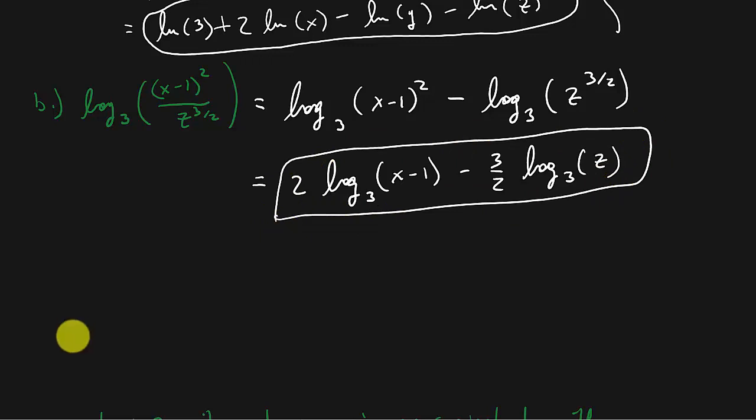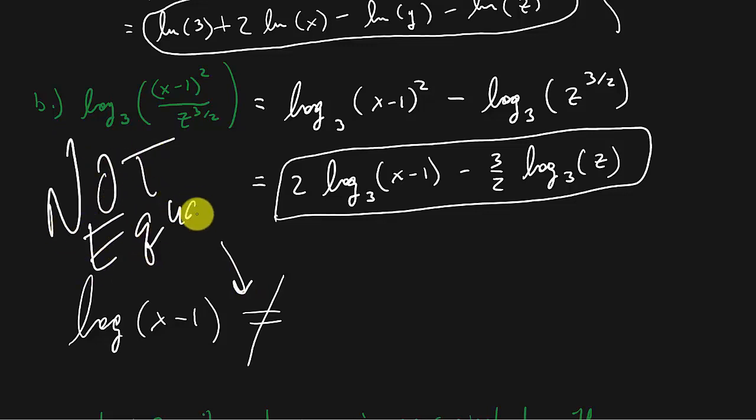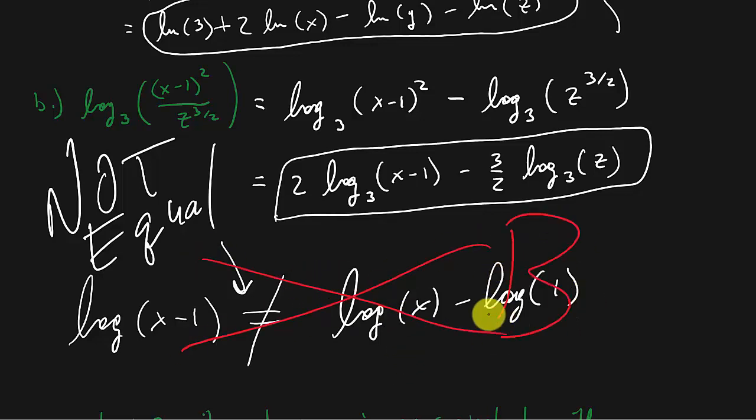Now, one thing I want to mention, let's just look at this log x minus 1. This is not equal, this sign right here means not equal, to log x minus log 1. You cannot do this. This right here is no, it is bad. Okay, you cannot do that.